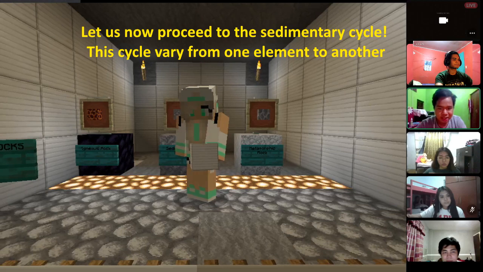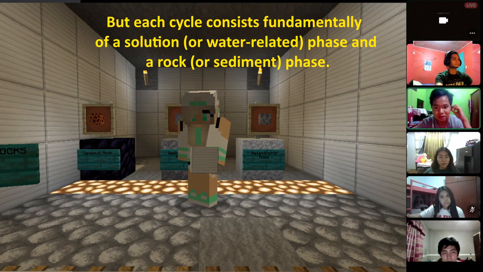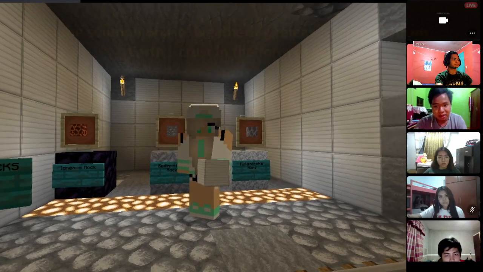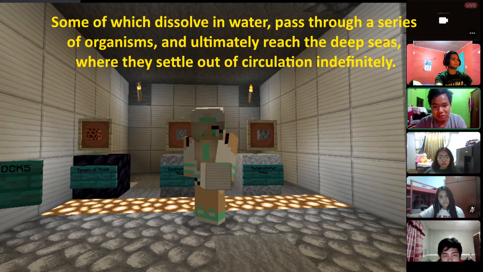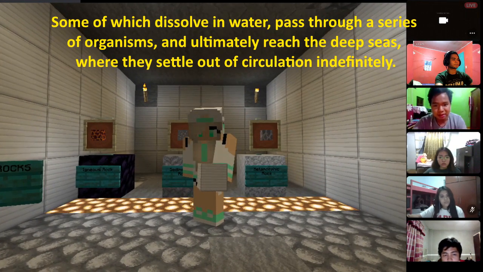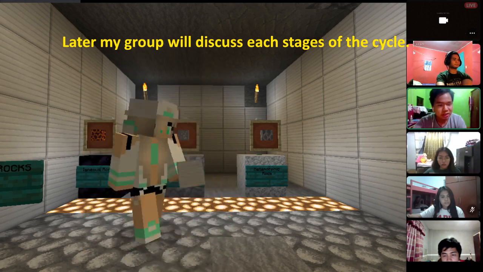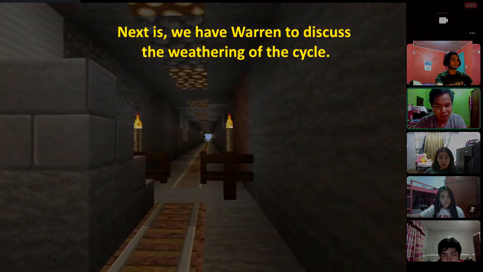This cycle varies from one element to another, but each cycle consists fundamentally of a solution or water-related phase and a rock or sediment phase. In the solution phase, weathering releases minerals from Earth's crust in the form of salts. Some of which dissolve in water, pass through a series of organisms, and ultimately reach the deep seas, where they settle out of circulation indefinitely. Later, my group will discuss each stage of the cycle. Next, we have Warren to discuss the weathering of the cycle.